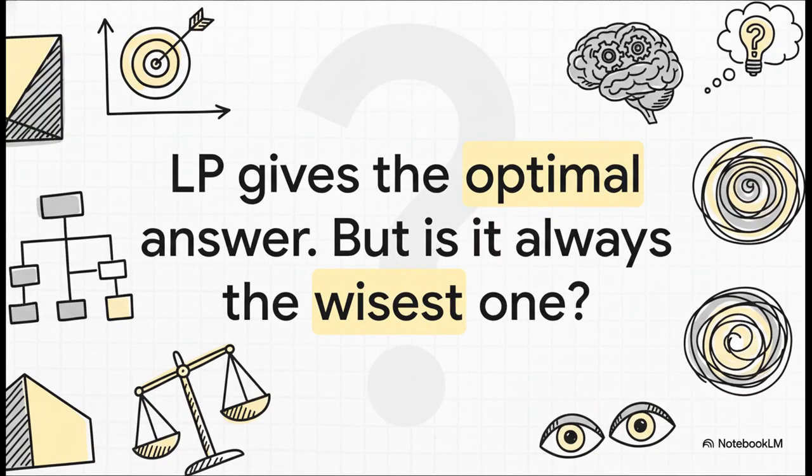So we've seen that linear programming provides the provably best answer within a given set of rules, which leaves us with a final thought. How do we balance this kind of mathematical perfection with the human judgment and intuition that's so crucial in trading?